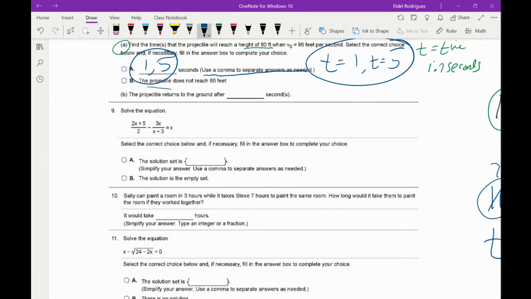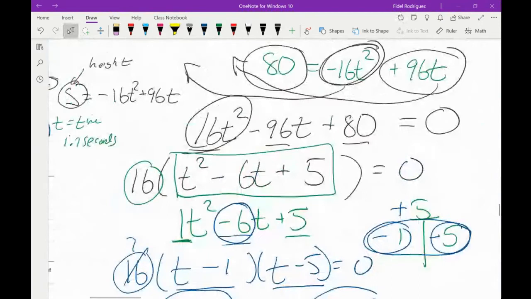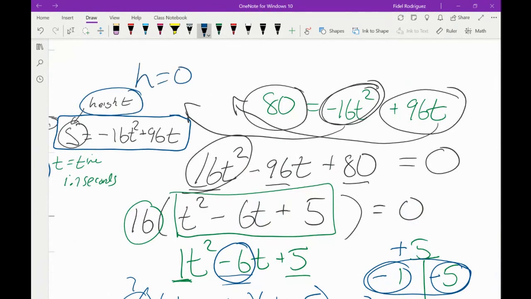Now there's a second part to the question, and the second part says, when do we reach the ground? So I'm going to come back to my original problem, which was right here. Remember we said S stands for the height. Well, when we're on the ground, the height is 0.